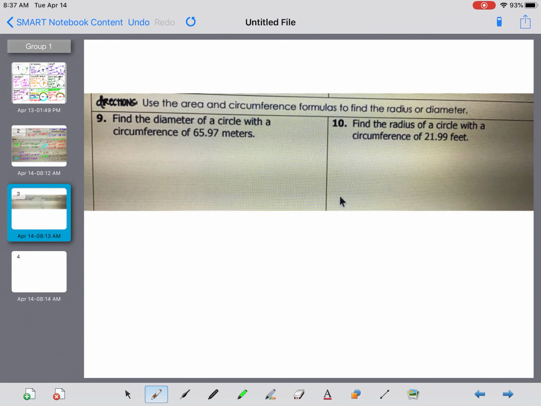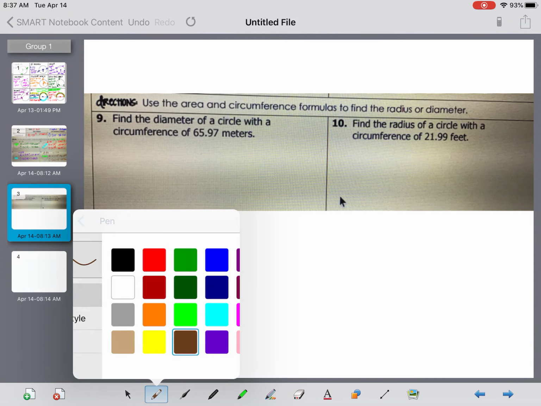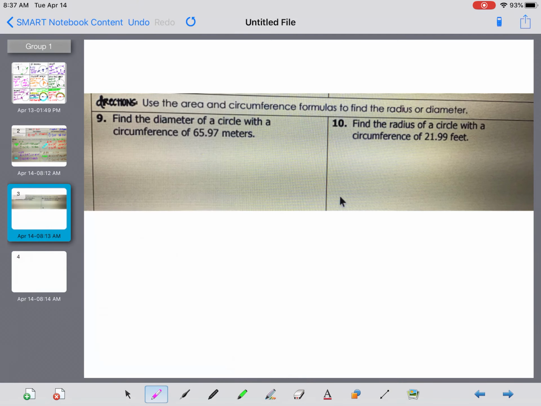All right, so that's how you look at a picture of a circle and find area and circumference. Now let's go on to the word problems, your favorite. I know how much you love these. All right. In these word problems, they give us information and ask us to find certain pieces of the circle. So it says, find the diameter of a circle with a circumference of 65.97.